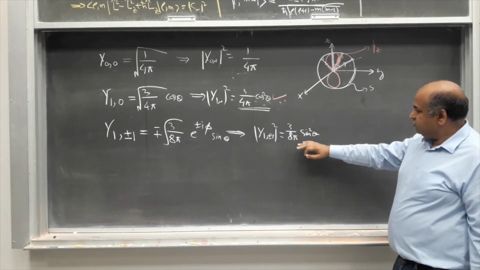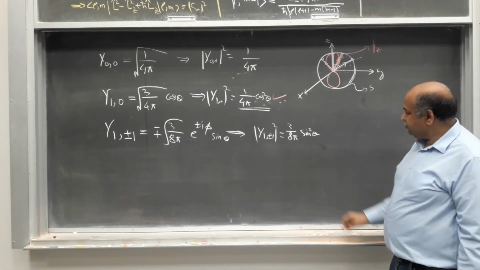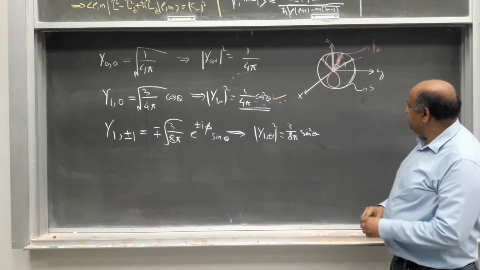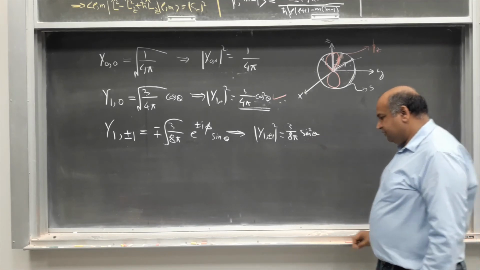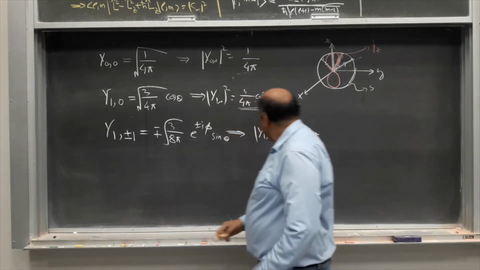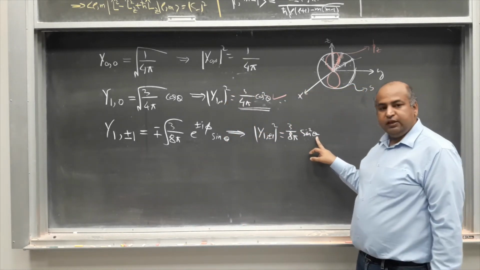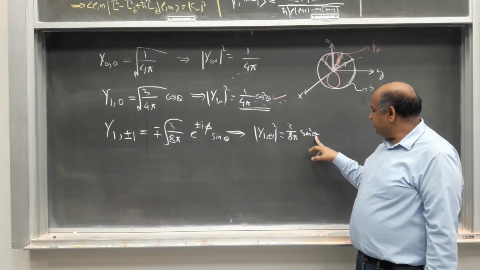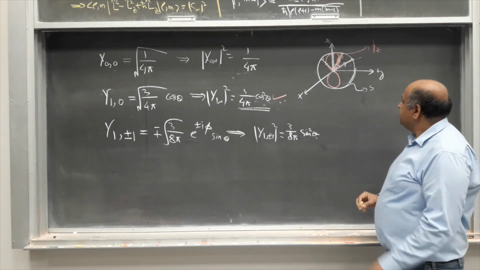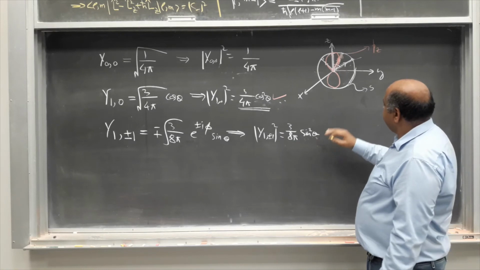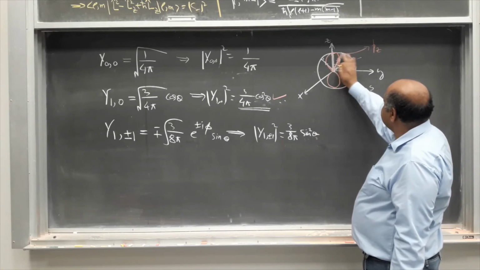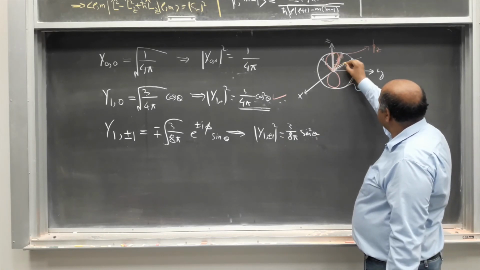And let's now see this one. This function is sine square theta. It means that this has a behavior different than this: at theta equal to 0, this is 0. At theta 180, it's 0, but at theta 90, it's 1. It means that if I make its plot in the YZ plane, it would be like this.